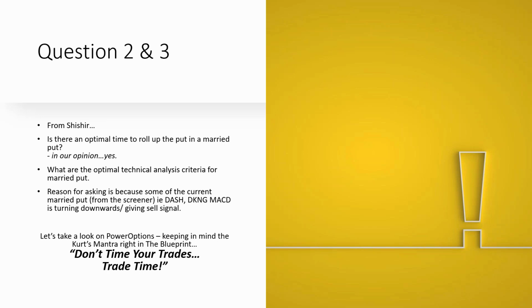So all that being said, let's navigate over to PowerOptions. Let's take a look at that default search screen that Shishir is talking about for the married puts. Let's see Dash, let's see DKNG, and let's look at a couple others as well.